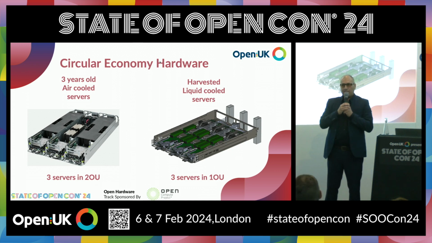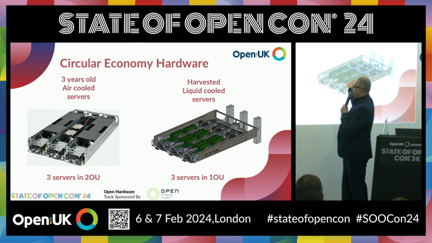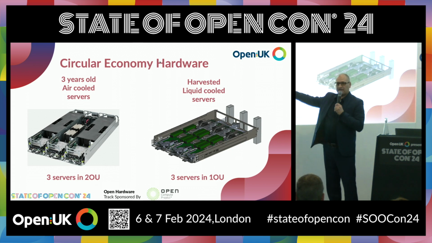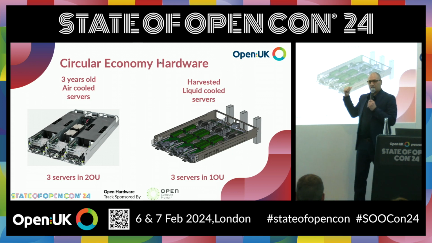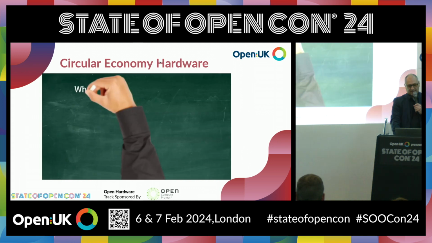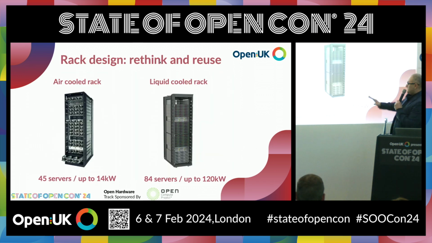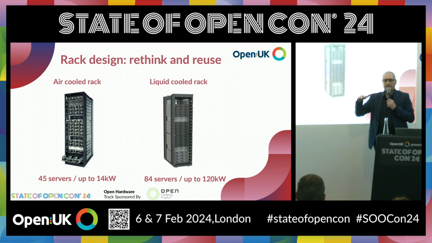But this approach means that we can take the servers from hyperscalers, give them a second life, convert them to liquid cooling, and we will have these 72 compute nodes instead of 45, and we have another 12 air-cooled nodes which cover the storage demand and so on.